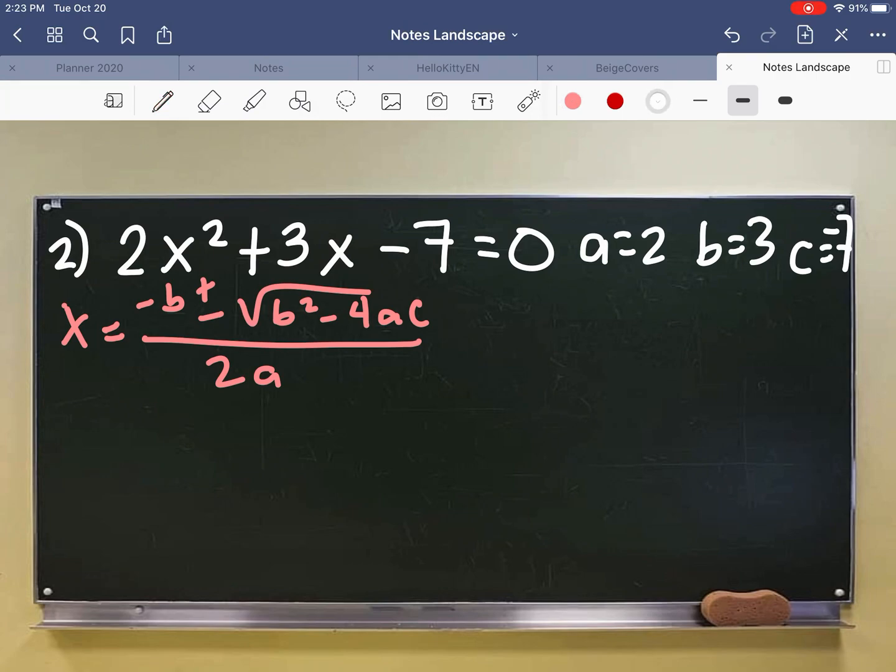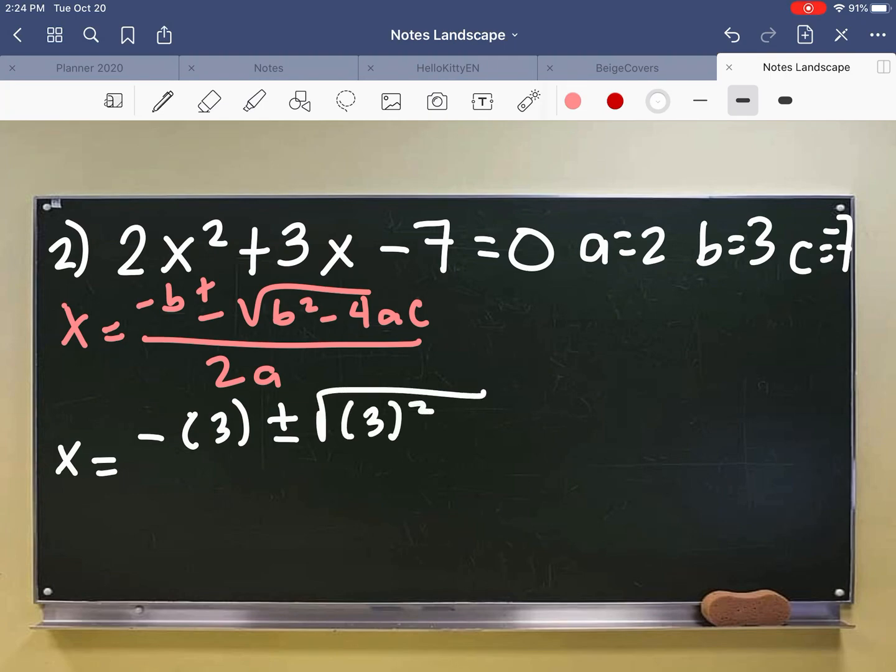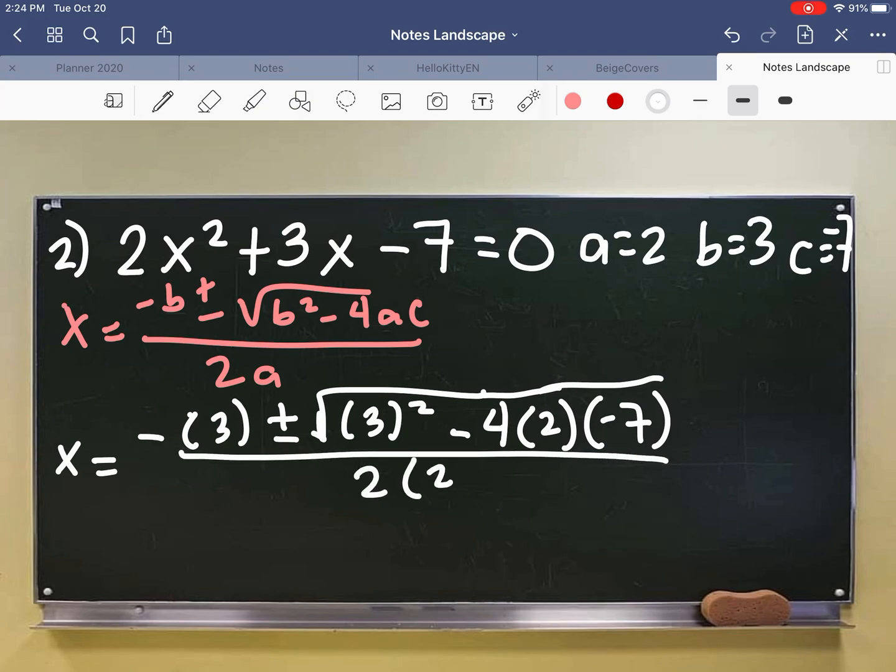Okay. So, we substitute. X equals negative b. Okay. So, in this case, hindi naman negative yung b. So, negative, itong negative na nandun sa formula. Tapos, 3. Plus or minus square root of b squared, so 3 squared, okay, minus 4 times a, which is 2, c, which is negative 7, all over 2 times 2. Okay, so we get x equals negative 3 plus or minus square root of 9, kasi 3 squared is 9.